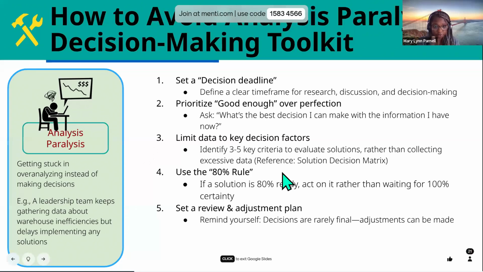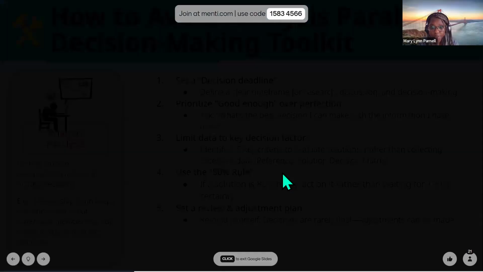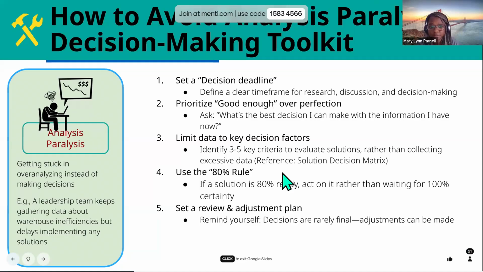And all right, so here we are. How can we avoid analysis paralysis and decision making? Here are 5 steps that we could do. Step 1, setting a decision deadline. So defining a clear time frame for research, discussion, and decision making, saying this is how much time we can look into it. This is when we'll discuss, but we really need to make a decision by this day.